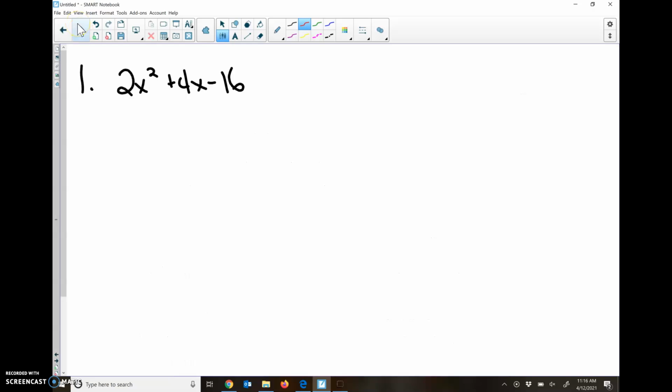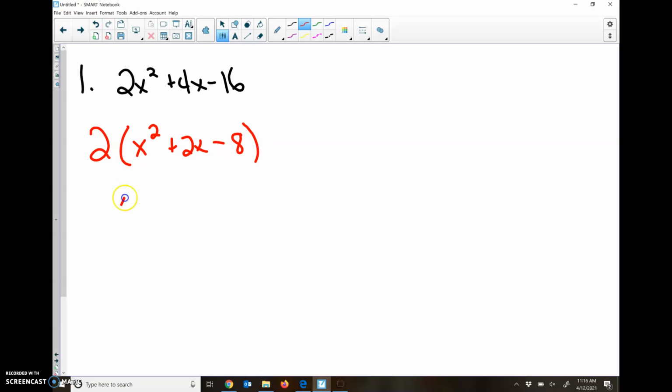So the first thing we should be doing is seeing if we have a greatest common factor for any of these. So we have 2, we have 4, we have 16. We do have a greatest common factor between those, and it's 2. So I'm going to pull out a 2, aka divide everything by 2. So 2x squared divided by 2 is just x squared. 4x divided by 2 is 2x. Then negative 16 divided by 2 is negative 8.